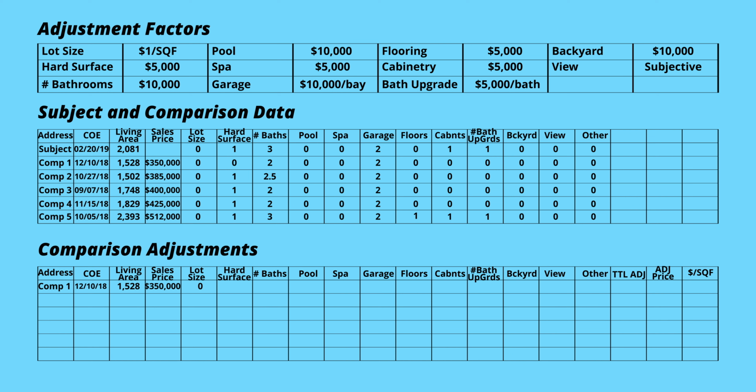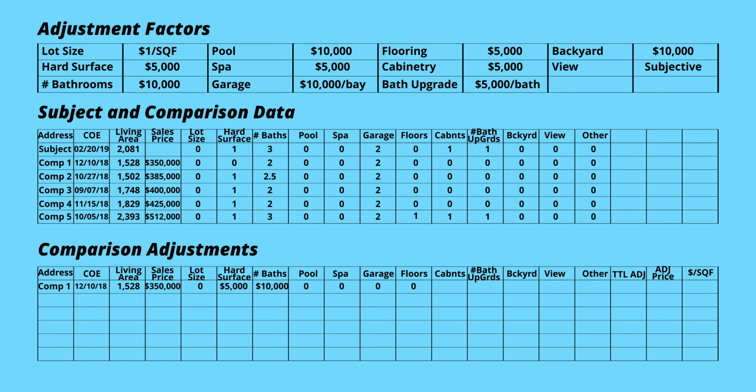To calculate the adjustment for kitchen hard surface, do the following. Adjustment for hard surface equals 1 for the subject property minus 0 for the comparison times $5,000 for the hard surface adjustment factor. This equals a $5,000 adjustment that is placed in the cell that contains the adjustment for hard surface. In general, if the subject has a feature that is better than the comparisons, then the adjustment is added to the comparison's price. And if the subject lacks a feature that the comparison has, then the adjustment is subtracted from the comparison's price. I will do another feature adjustment in a moment.